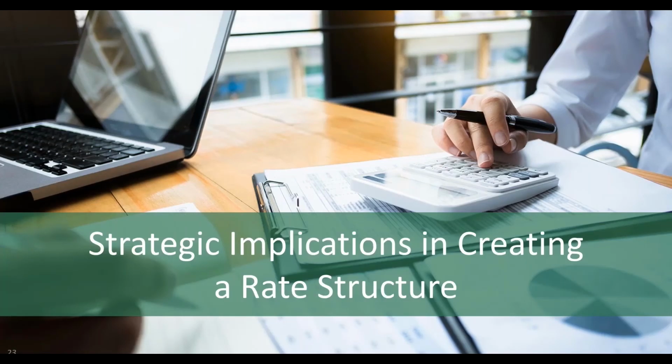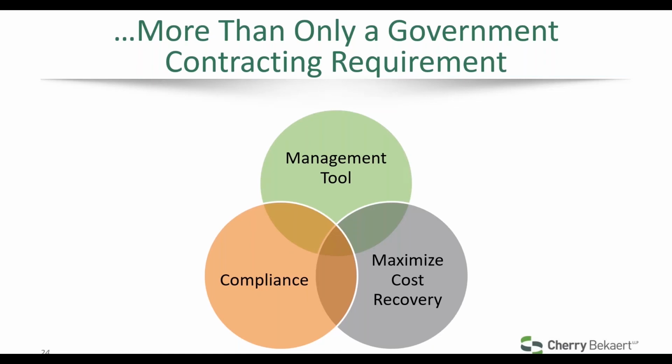So now that we've level set and we've talked about definitions and calculations, we really want to move to strategy and the strategy behind creating your rate structure. And really what we're talking about here is maximizing the 3 elements that you see on the screen here. The management tool, the rate can be used as a management tool, and so we want to maximize that. We obviously want to ensure compliance both with the FAR and with our contracts. And then we want to maximize cost recovery, obviously. And so the strategy that you implement should be one where we really maximize all of those elements. And so we'll get into some details on those now.